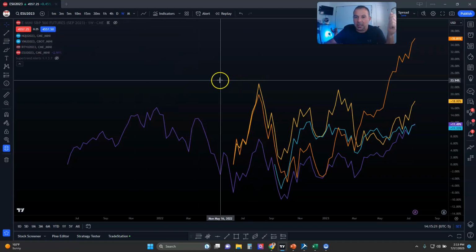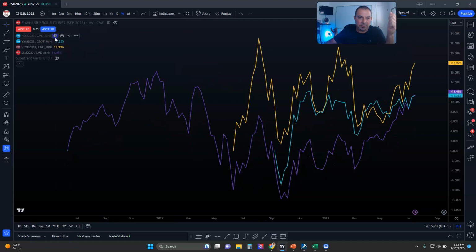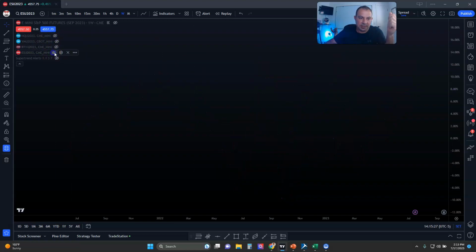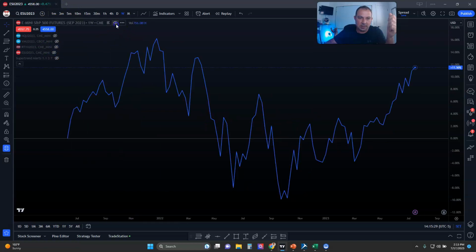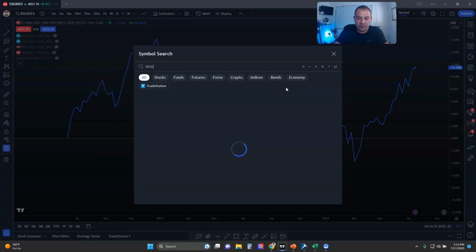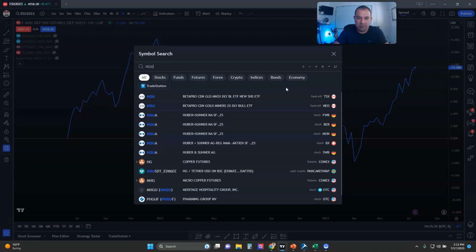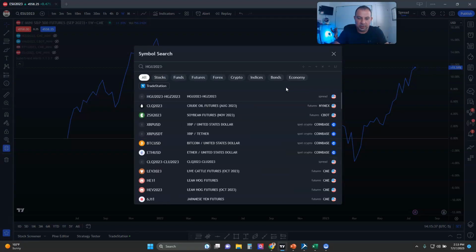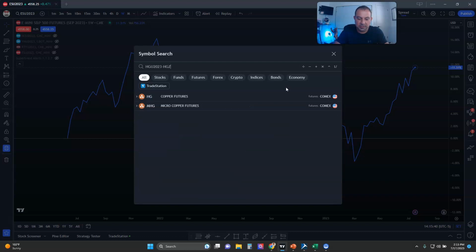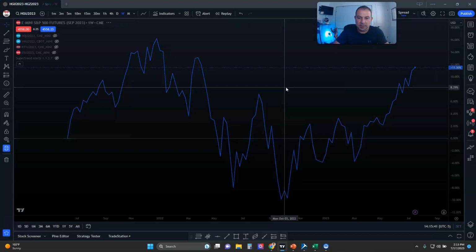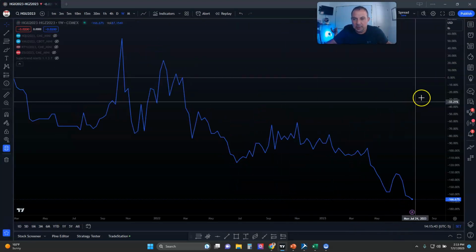That spread on that copper. Let's just go ahead and close these ones out. Real simply, you just take those contract months. HGU20, in this case, in this platform, you got to do the whole year minus HGZ2023, and boom, that's it.